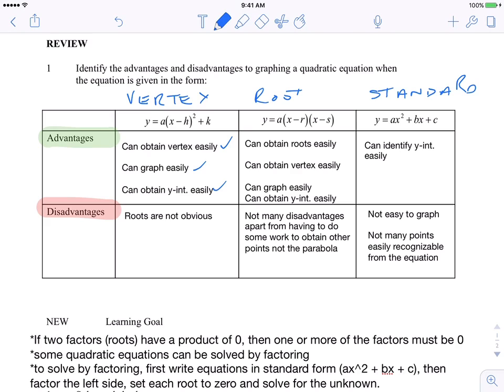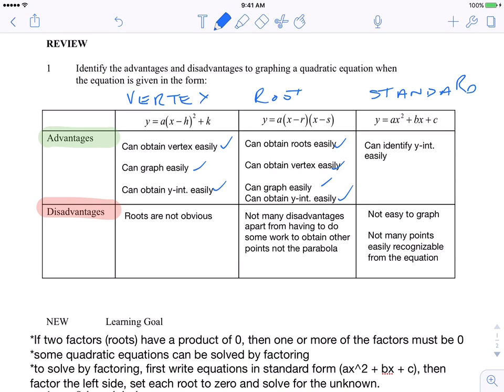For root form, I'd say that's even a little easier or more advantageous than vertex form because you can quickly get the roots. You can obtain the vertex because that would be the midpoint between the roots, and you can certainly graph that pretty quickly. And you can easily obtain the y-intercept because you can, again, plug in 0 for x.